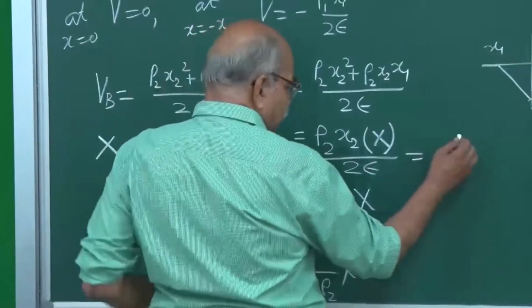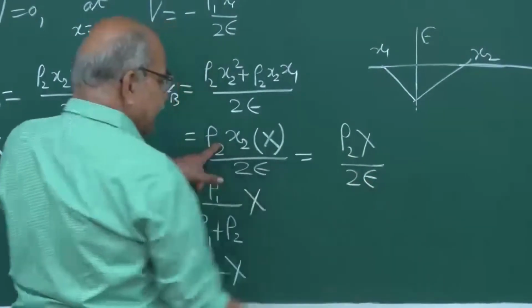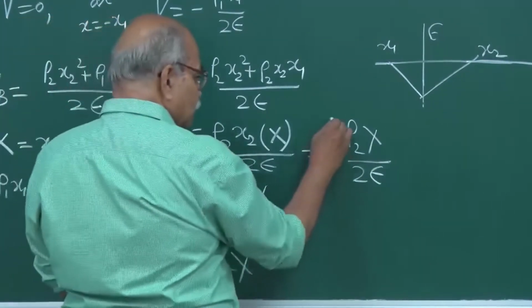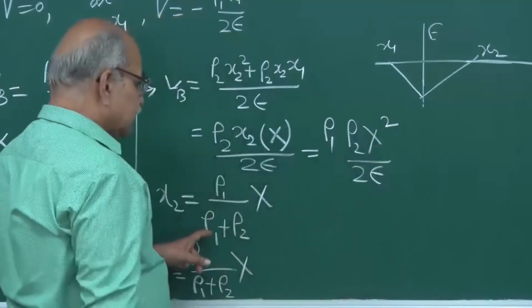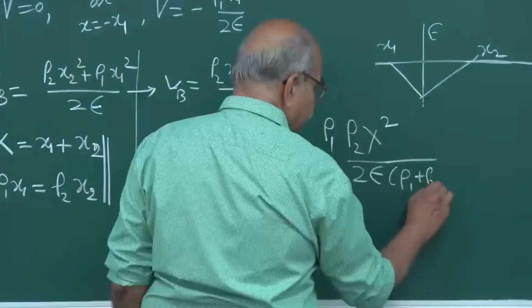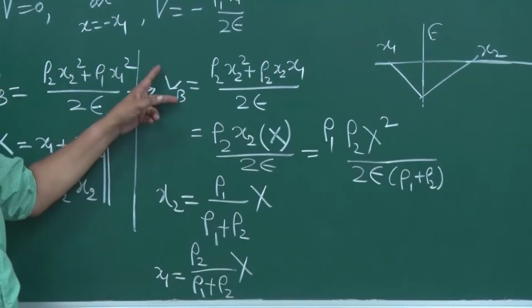Use this expression of x2 here. What do you get? You have rho 2, you have capital X, and then 2 epsilon, and then this x2. So put rho 1 here, and then capital X, so square of this, and then divided by rho 1 plus rho 2. That is this VB, potential barrier.